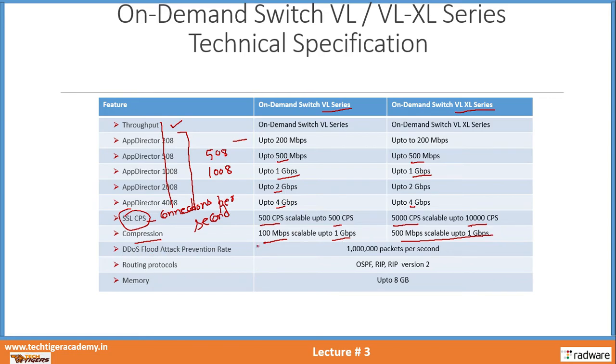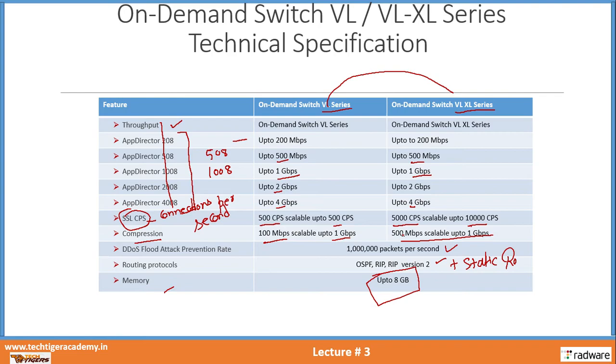DDoS flood attack prevention rate is up to 100,000 packets per second. That's a huge rate. For routing protocols, it supports OSPF, RIP version 2, plus static routing as well. And either VL or VL-XL comes with 8 GB of RAM. So this was for the VL-XL series of on-demand switches.